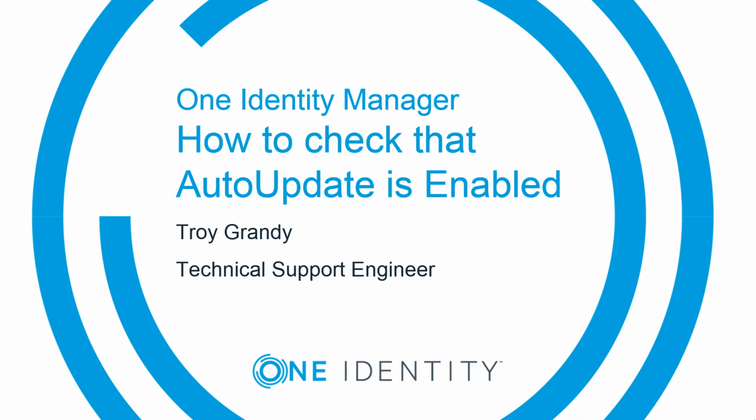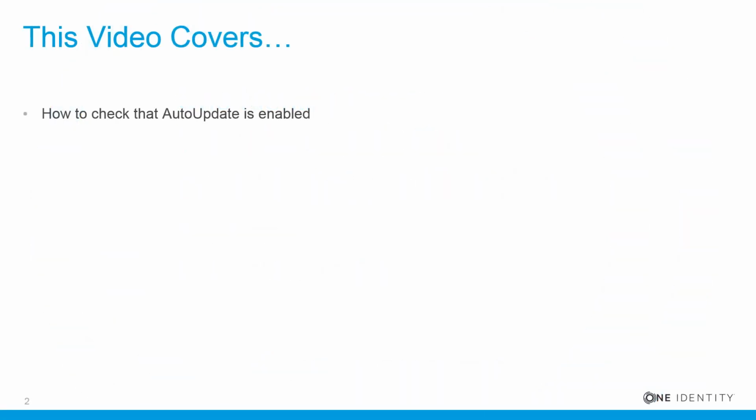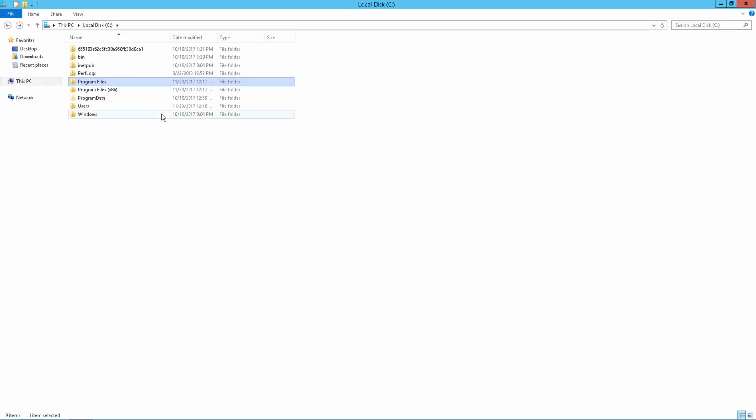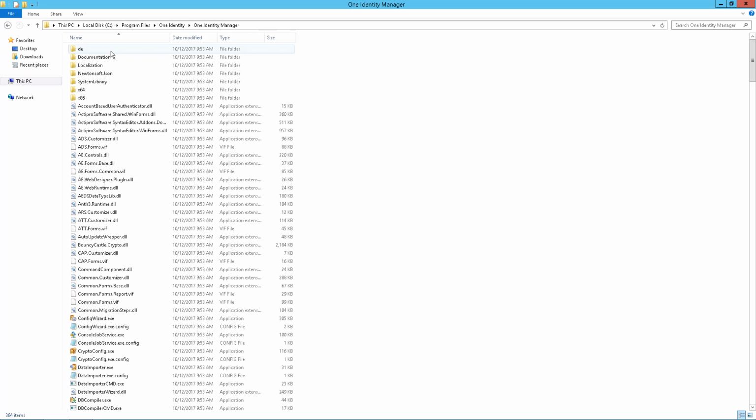Today, we're going to talk about One Identity Manager and how to check that auto update is enabled. This video will cover how to check that auto update is enabled. First, let's navigate to the installation directory, Program Files, One Identity Manager. First tool we're going to look at here is Designer.